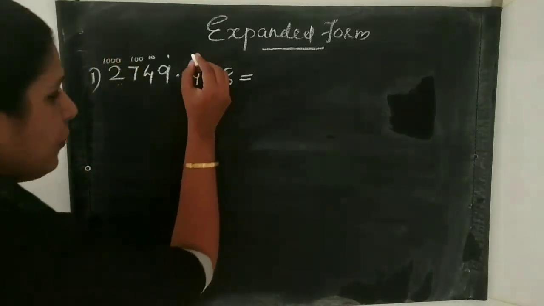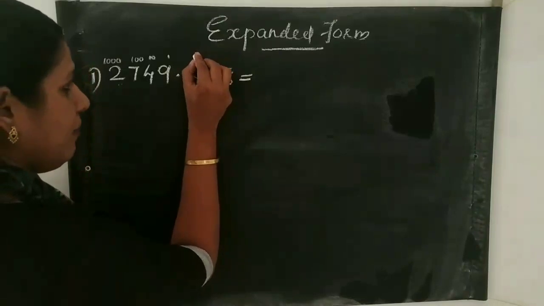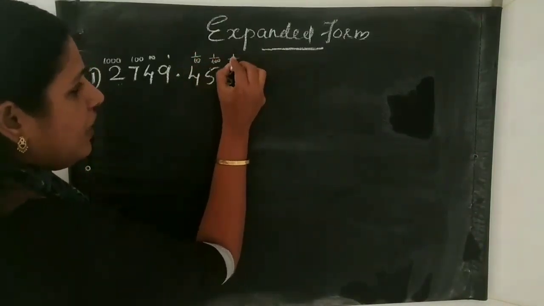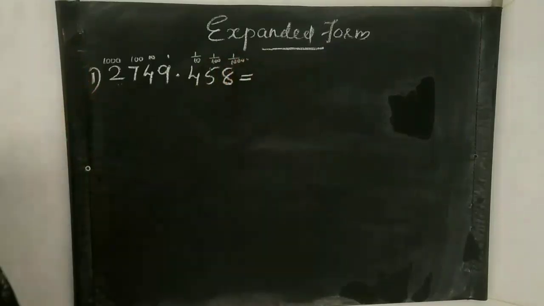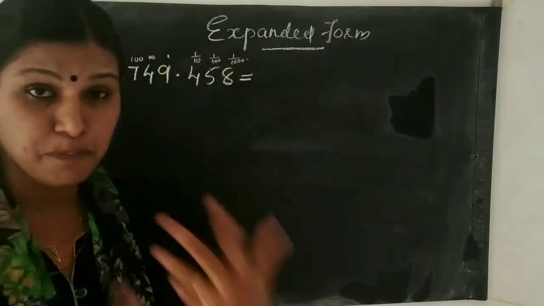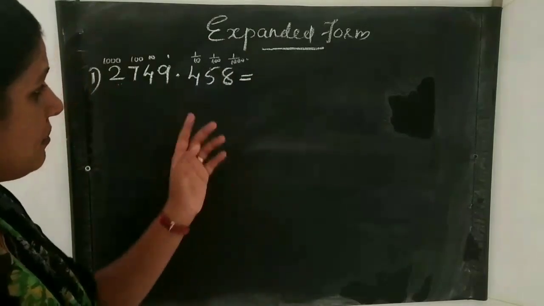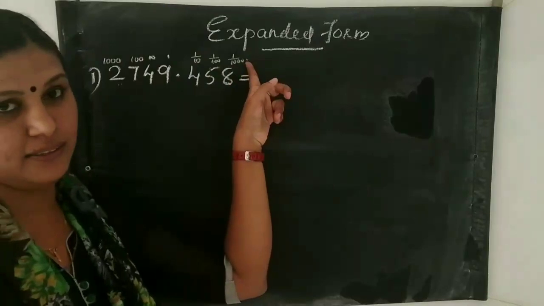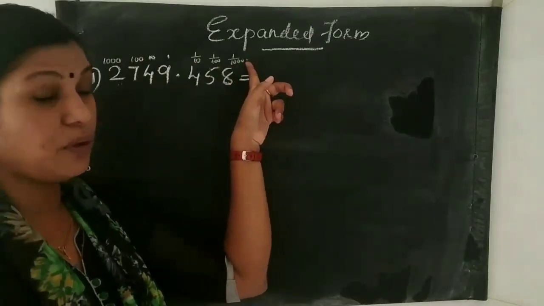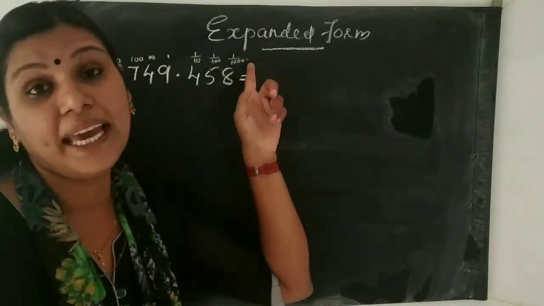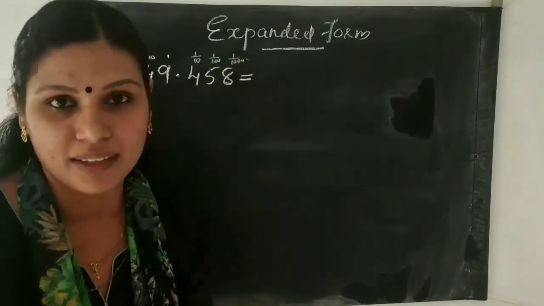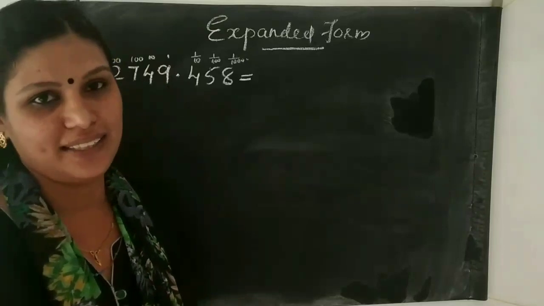Okay. Then this 4 is in which place? 1 by 10. And this is in 1 by 100 and this is in 1 by 1000. If you are an expert in writing this expanded form, then no need to write on the top side. Otherwise, you must write because you can make so many careless mistakes. So that's a careless mistake, you lose the mark. So that's why I talk like this.